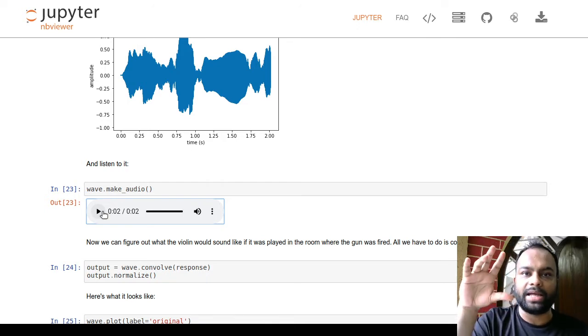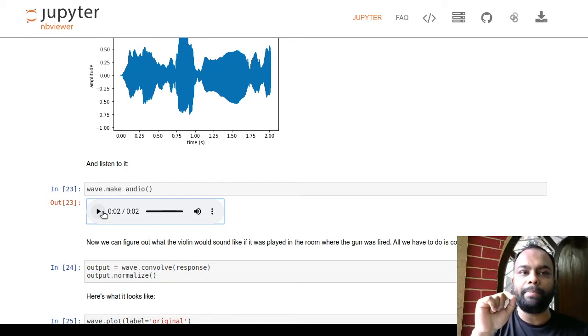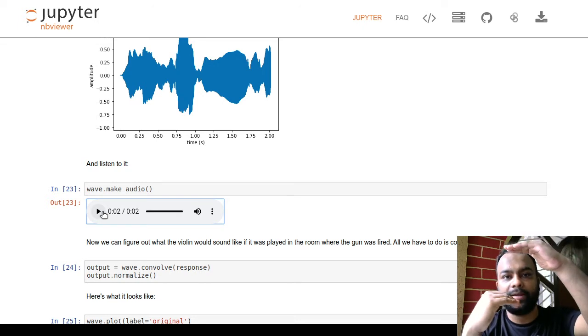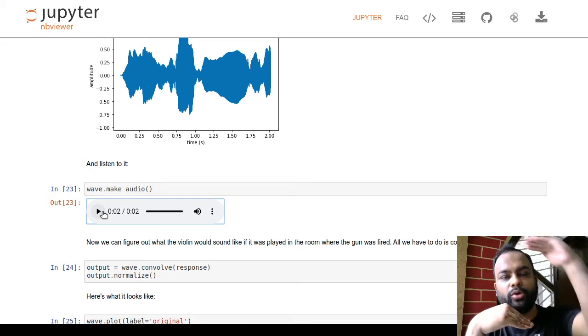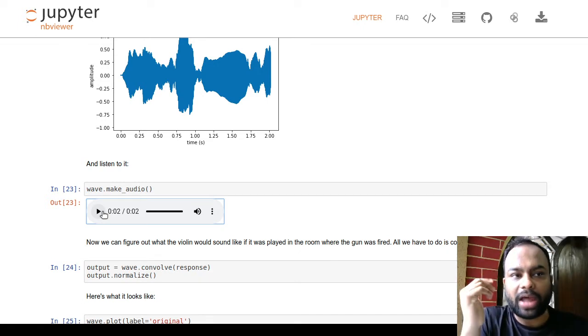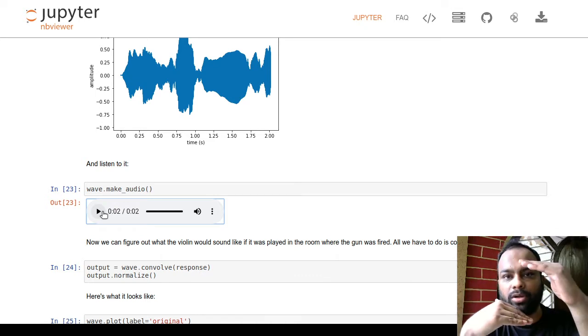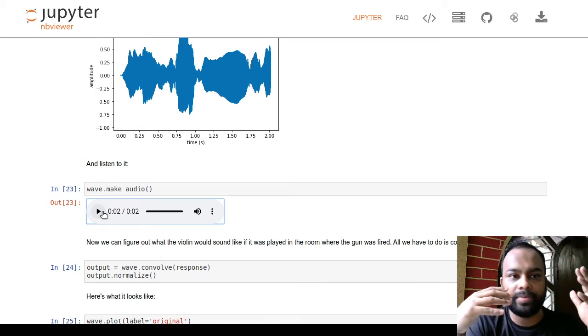So impulse, for example, what is impulse? Impulse is a very short-lived sound, but is a very loud sound because the amplitude is too high, right? So it's a very short-lived sound, but the amplitude is too high. So what kind of sound is that? Can you give me an example of a very short-lived sound, but the amplitude or the loudness is too high?